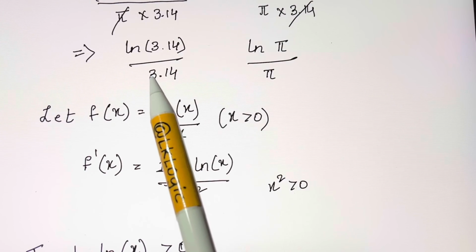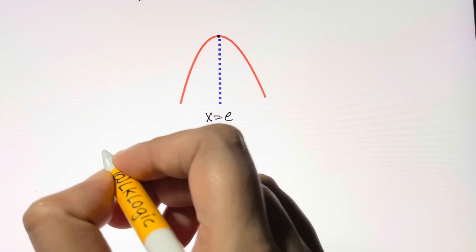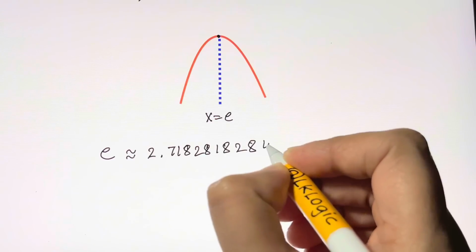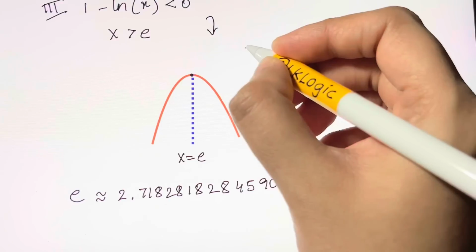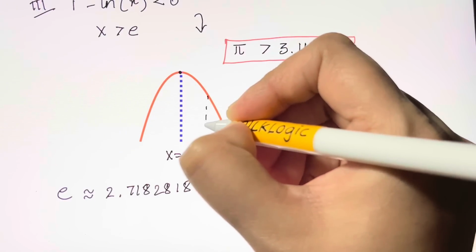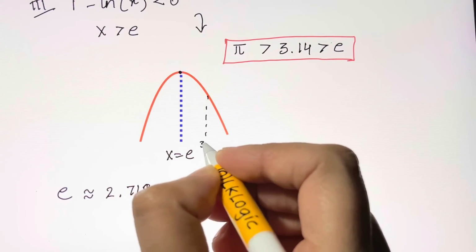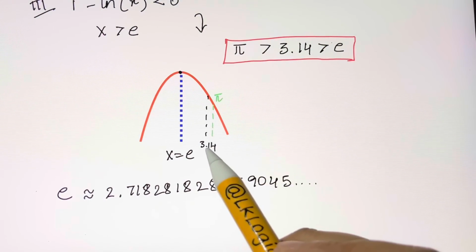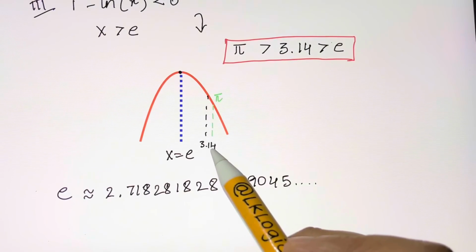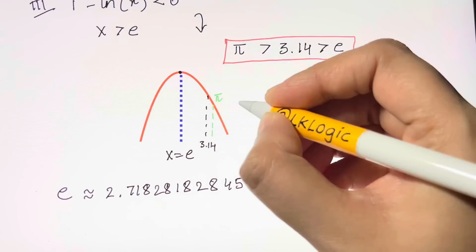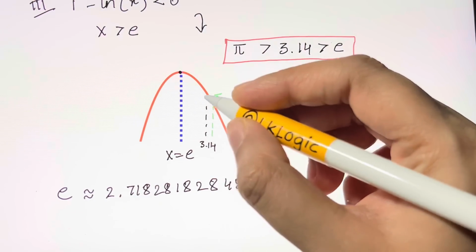Now, we only need to compare the values of 3.14 and e. Here we know e is approximately equal to 2.718281828459045 and so on. It's irrational. Now, obviously, pi is greater than 3.14, which is greater than e. So they are here. This is 3.14 and it's greater than pi. So when x is equal to 3.14, the natural log of 3.14 over 3.14 is greater than when x is equal to pi, right? When x is greater than e, the function is decreasing. The bigger the x, the smaller the value of the function will be.